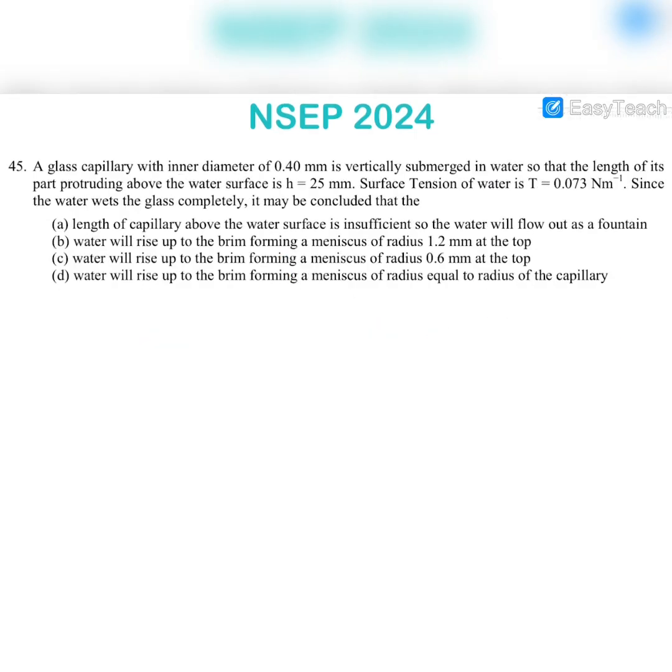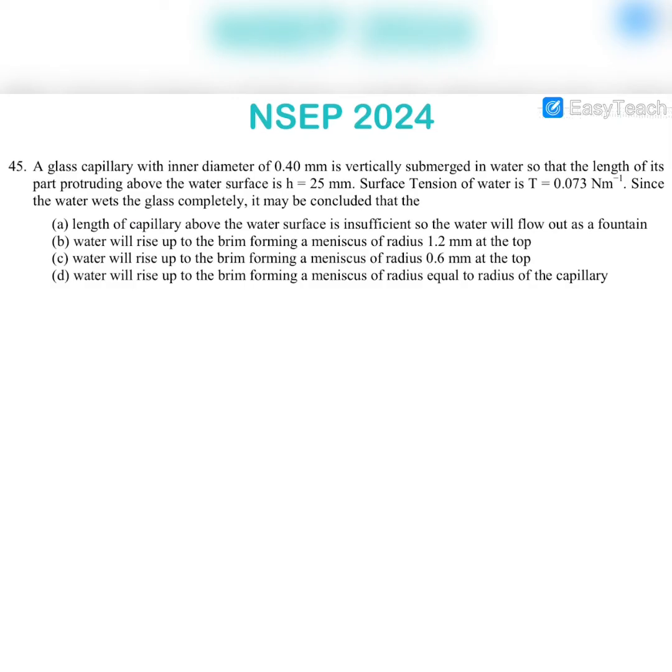In this question, you can see that there is a glass capillary tube whose inner diameter is 0.4 mm. This tube is vertically submerged in water so that the length of the tube protruding above the water surface, which means coming out of the water surface, is 25 mm. The surface tension of the water is 0.073 Newton per meter, and since it is given that water wets the glass completely, it means that the angle of contact is 0. So we have to find out the correct option.